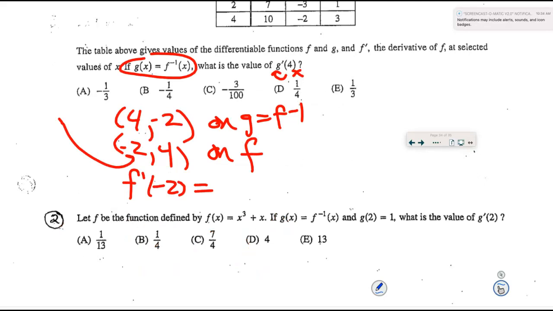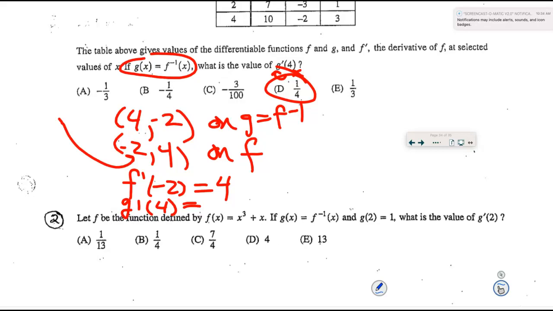And I lost the table. So can you guys tell me what it said F prime of -2 is? What is it? 4? Okay. And so I'm on my original function. I'm now going to go back to the inverse function and figure out what the slope is at its corresponding point. What is it? 1/4. Did about half of you get that right? Raise your hand if you had that one right.